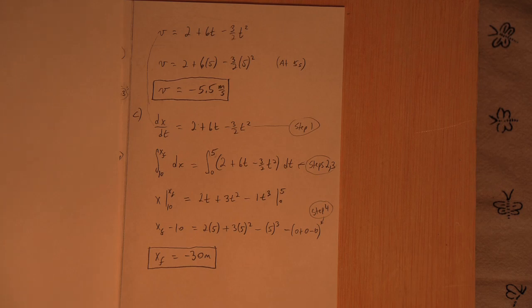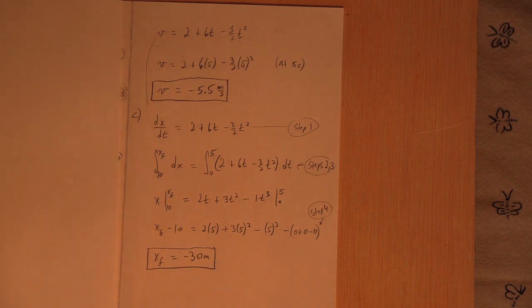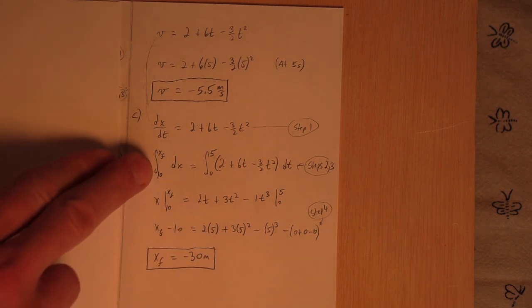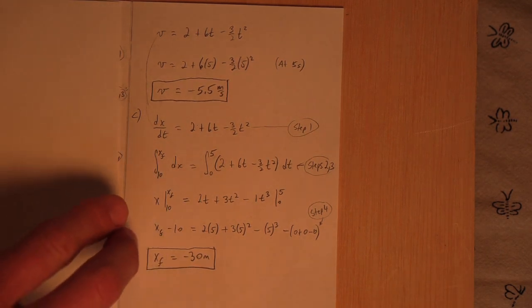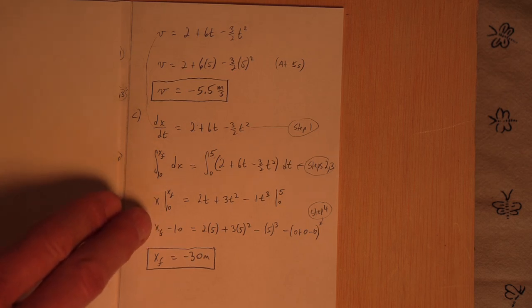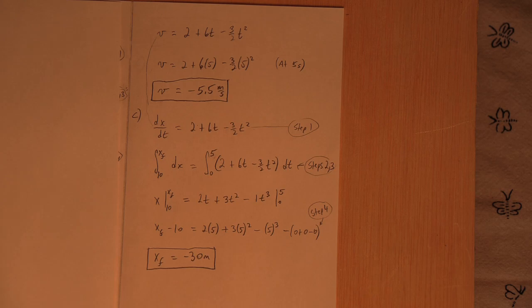Once again, steps 1 through 4. Can you say them in your mind? Okay, pause maybe and see if you can say them. But here they are again. Step 1, you make the differential equation. Step 2, you separate the variables and integrate both sides. That's what we got here. And then step 4, after you integrate, is you plug in the limits and solve.